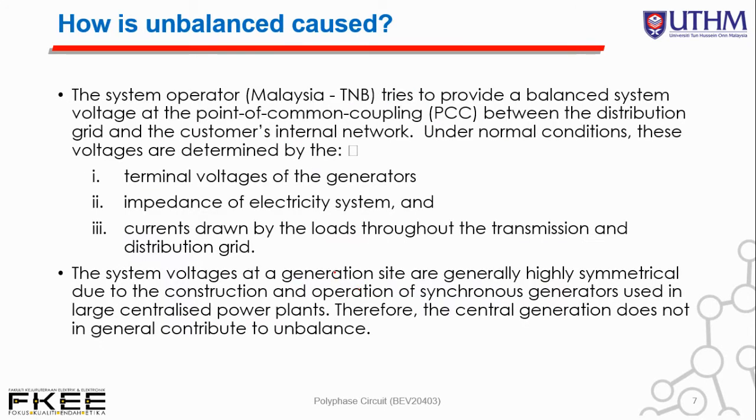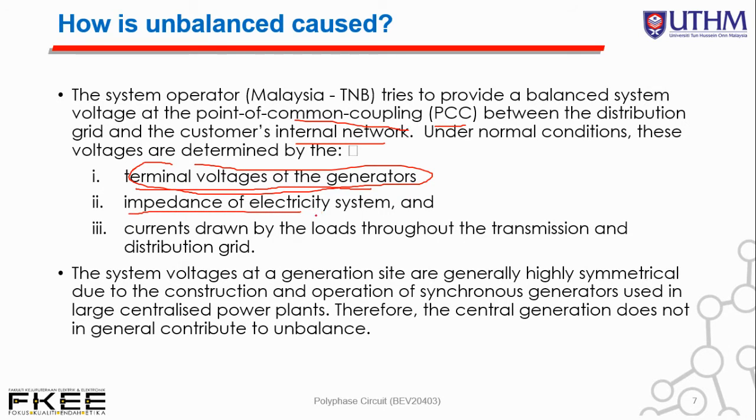So how does this happen and what does it cost? Because TNB, particularly in Malaysia, as a system operator, tries to provide a balanced system voltage at the point of common coupling, which is the PCC, between the distribution grid and the customer's internal networks. Okay, so what happens under normal conditions? These voltages are determined by the terminal voltage of the generator. So the voltage at the PCC is determined by the terminal voltage of the generator itself. And then the second factor is determined by the impedance of the electricity system.